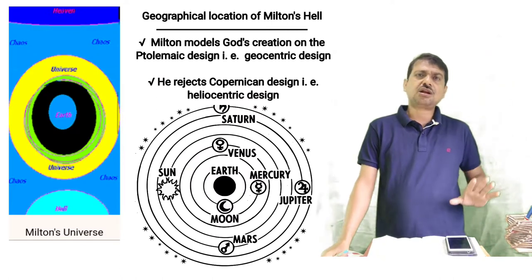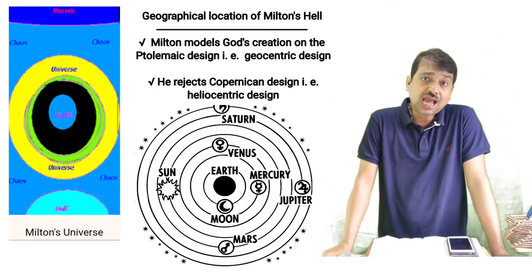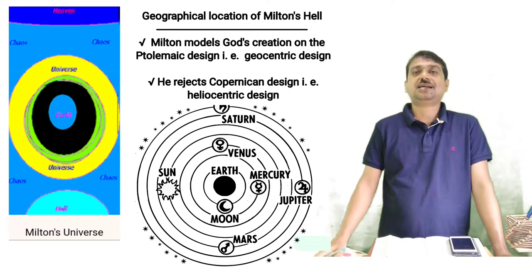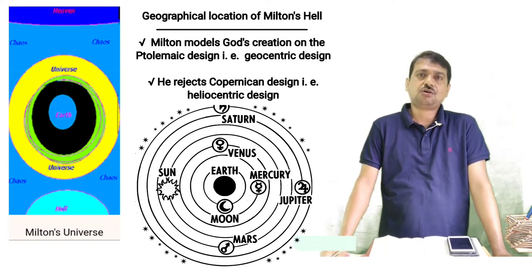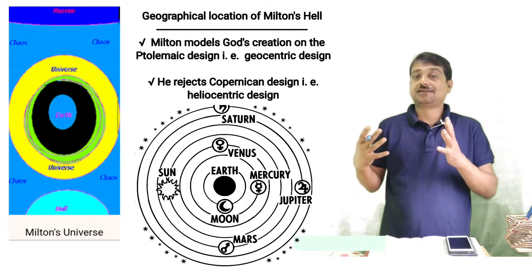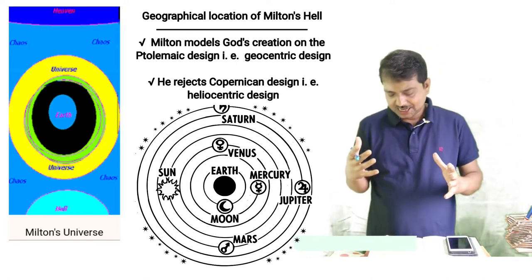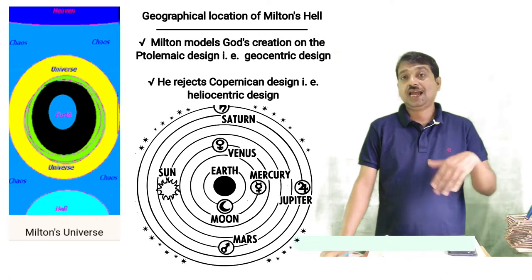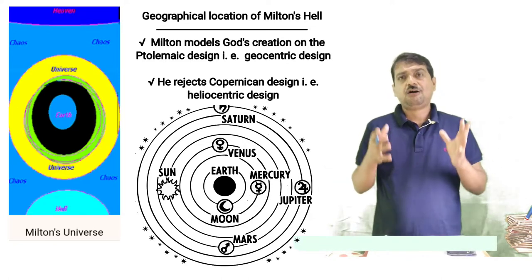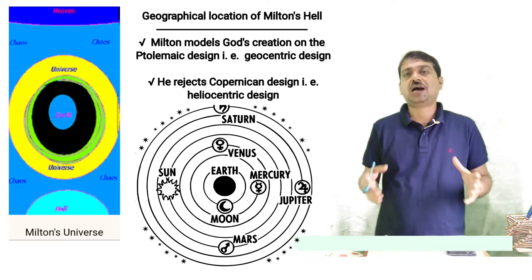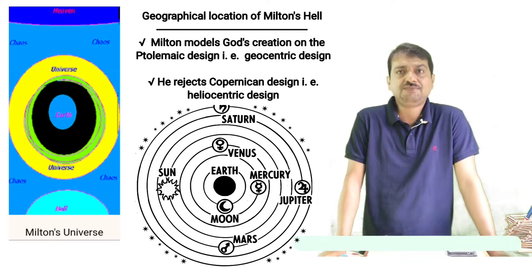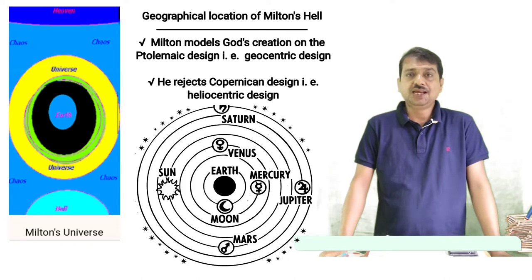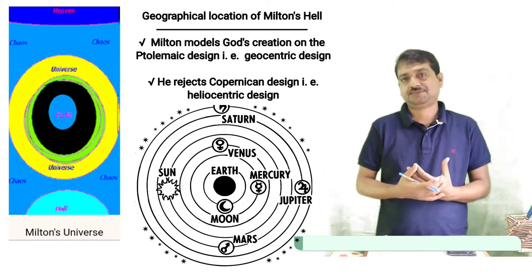To locate the geographical location of Milton's hell, we have to understand his solar system. In describing the planets and other celestial bodies, Milton models God's creation on the Ptolemaic design. He also called it a geocentric design rather than the Copernican design, which is called a heliocentric design. Milton was aware of the Copernican theory, but he used the Ptolemaic design either because he believed it was the more credible theory or because he believed it would better serve his literary purpose.